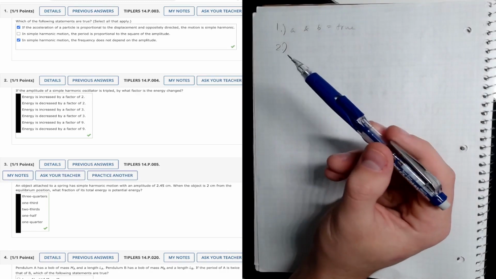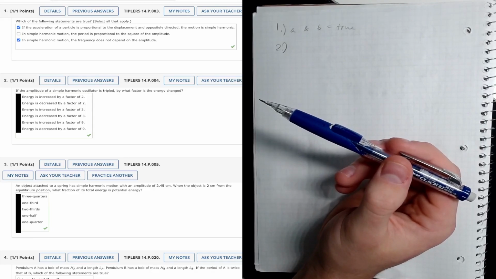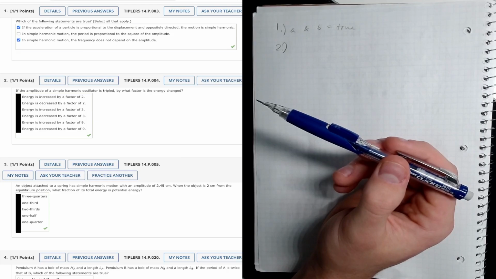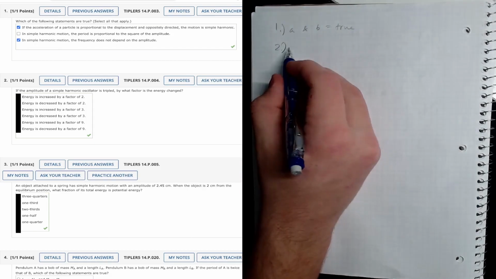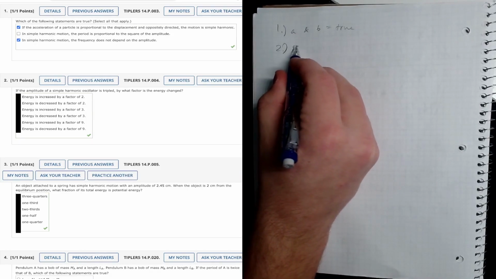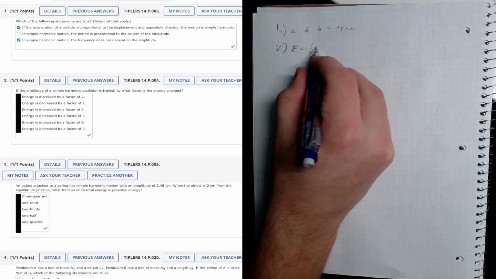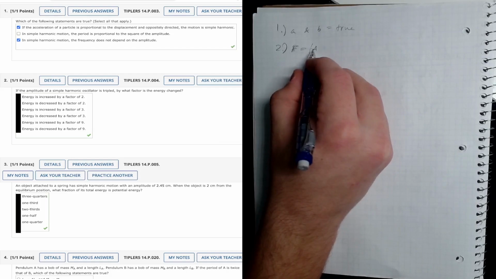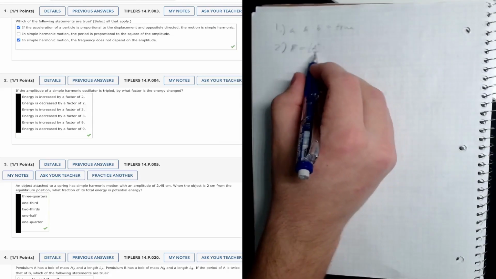All right, now guys, on to question number 2. If the amplitude of a simple harmonic oscillator is tripled, by what factor is the energy changed? So energy is equal to, I believe, 1/2 k a squared. I'm not sure. I know it's a squared somewhere.